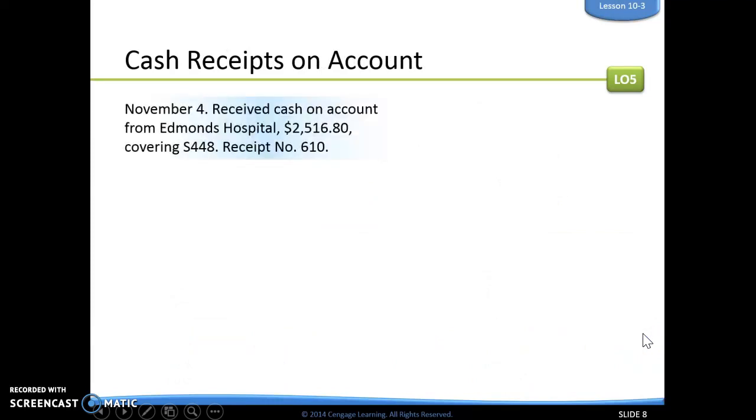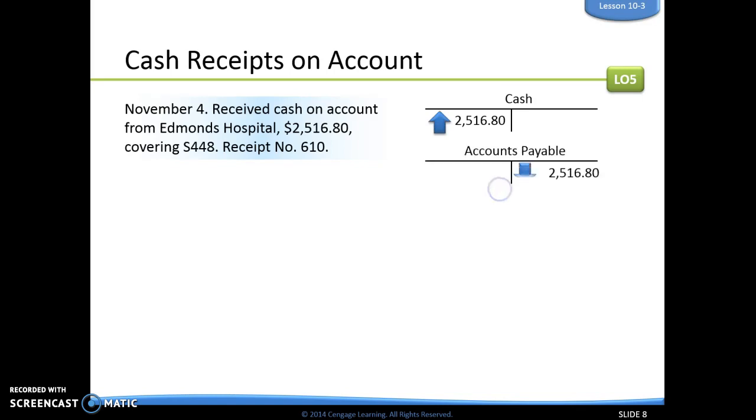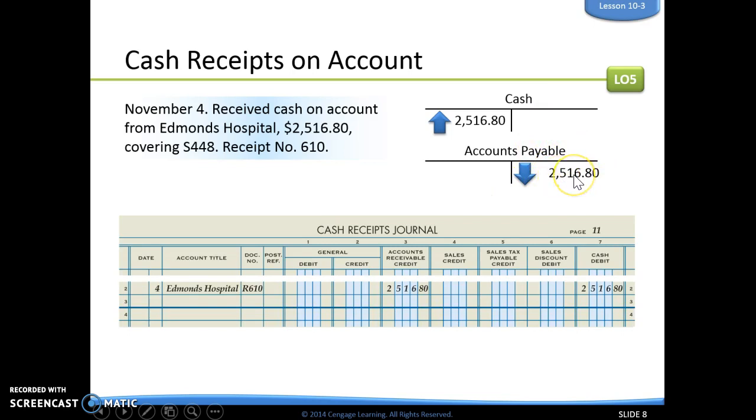Next transaction on November 4th, we received cash on account from Edmonds Hospital, $2,516.80, covering sales invoice 448, receipt number 610. So notice they give us two document numbers, but this first one is just saying that this was the initial purchase. And what's happening is Edmonds Hospital bought merchandise on account from us, or bought services on account from us, and now they're paying us for that. So we're going to debit cash for the amount of cash that we received, and we're going to credit the accounts receivable Edmonds Hospital for the amount that they paid us.